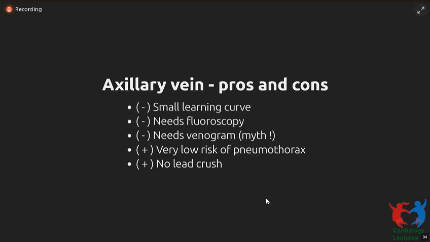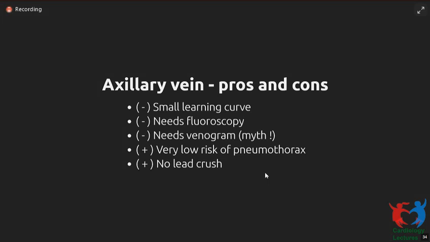We probably do a venogram in less than 10% of our axillary vein punctures. Now, the risk of pneumothorax is very low. Theoretically, you should think it should not be there because you're puncturing outside the thorax, but it is there, although it's extremely low compared to, for example, a subclavian vein puncture, where I would say it's about a 5% risk of pneumothorax. Axillary vein puncture, it should be like 0.5% or so.